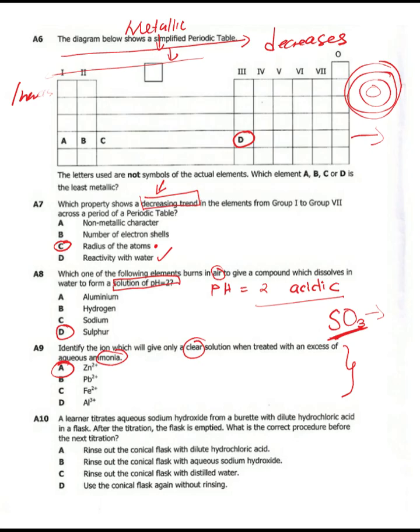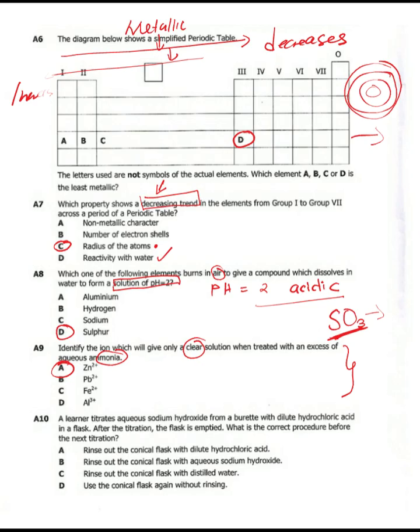A learner titrates aqueous sodium hydroxide from a burette with dilute hydrochloric acid in a flask. After the titration, the flask is emptied. What is the correct procedure before the next titration? Imagine you are carrying out a titration, all right? Then you empty the flask. Remember that you've got a burette and a flask where the reaction takes place. So they are saying before you do the next step, what are you supposed to do?